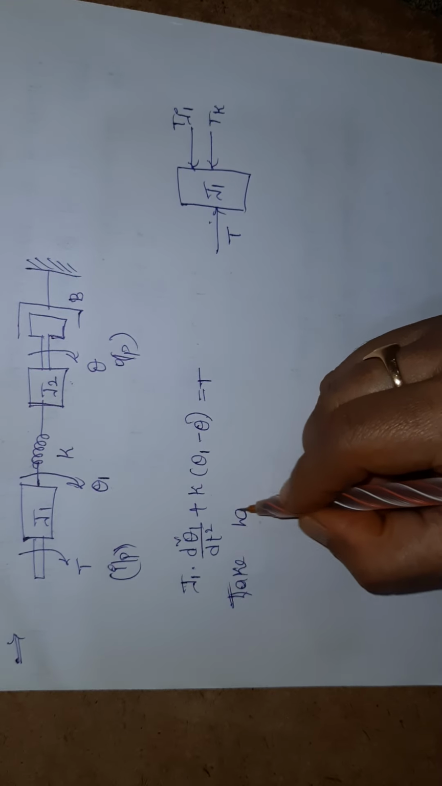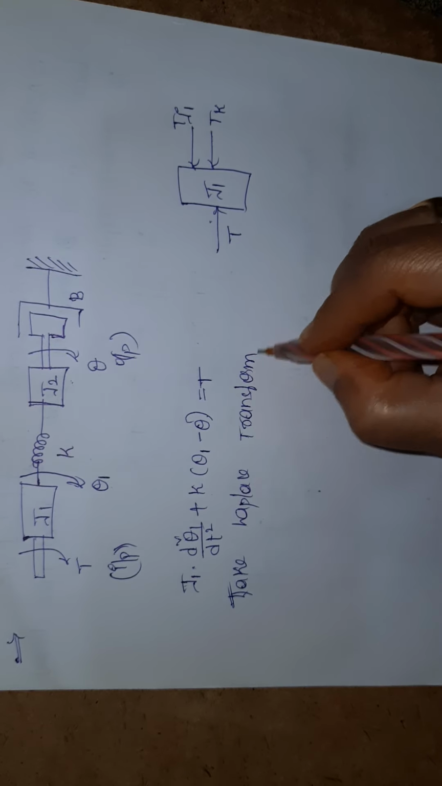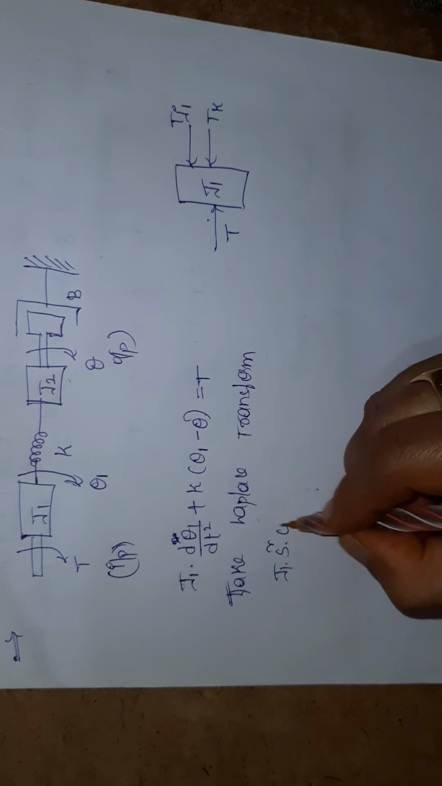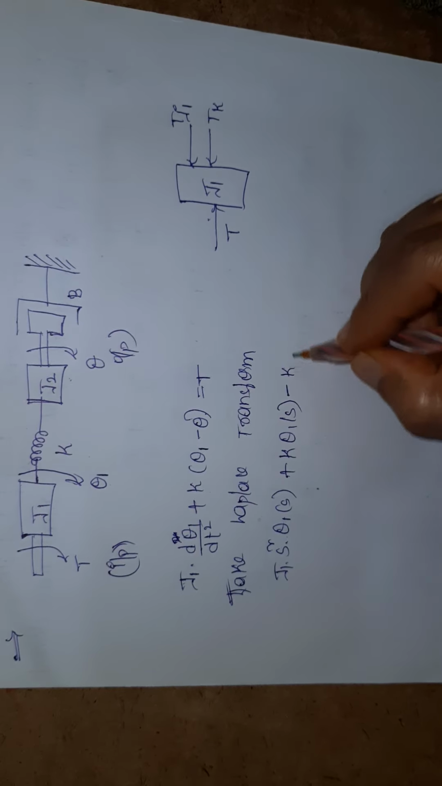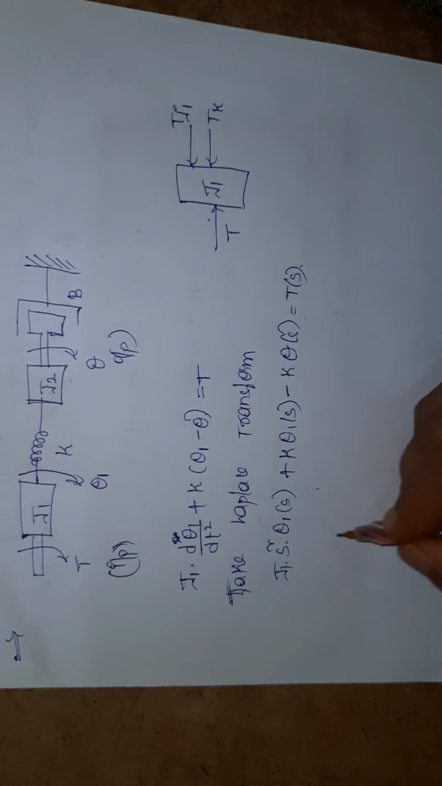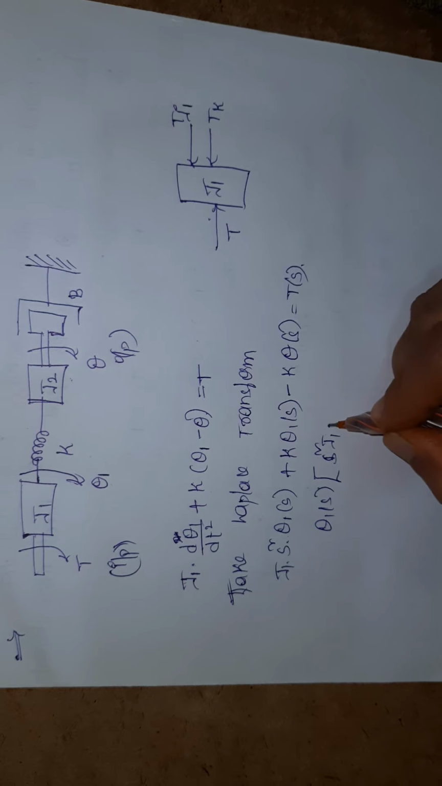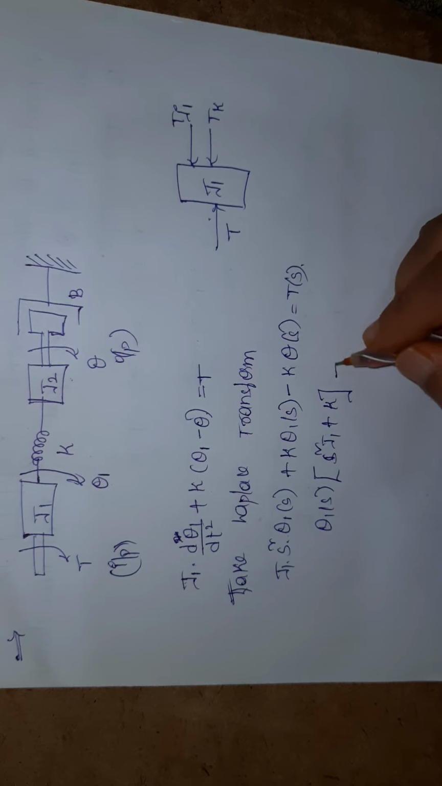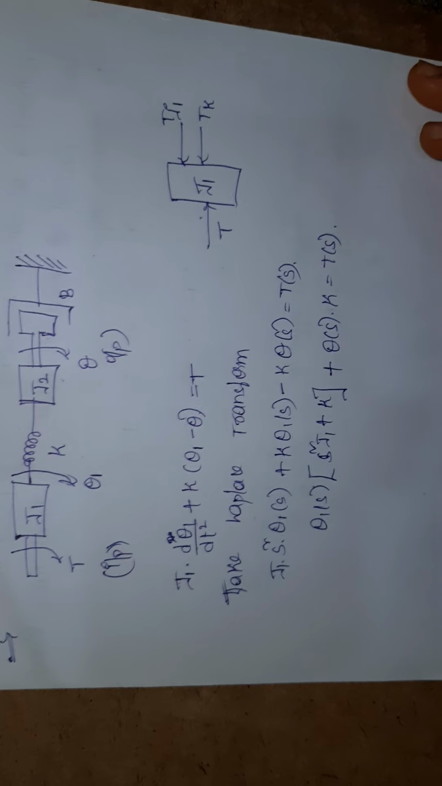Okay, now take Laplace transform on both sides. As we are having the second derivative, we will get J1 into s square into theta 1 of s plus k into theta 1 of s minus k into theta of s is equal to T of s. So I am taking theta 1 of s as common such that I'll get (J1 s square plus k) theta 1 of s minus theta of s into k is equal to T of s.